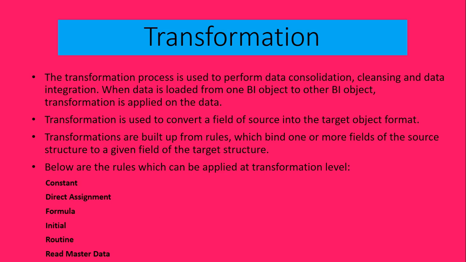Routine comes into place when we need to write ABAP code at the target field level, at the transformation level. For example, if we need to satisfy one condition, like if plant code is 010, then a particular value should be passed as a result in the result set of the target field. In that case, we can use a routine. Read master data comes into place when we need to extract the data directly from the master data info object.